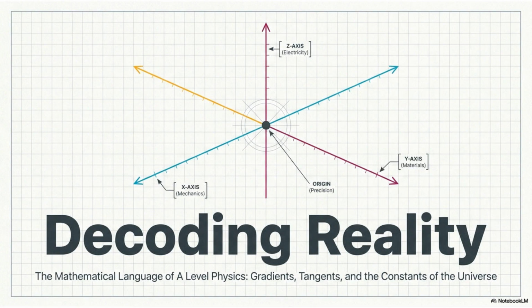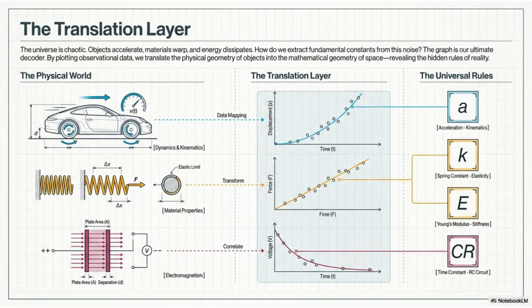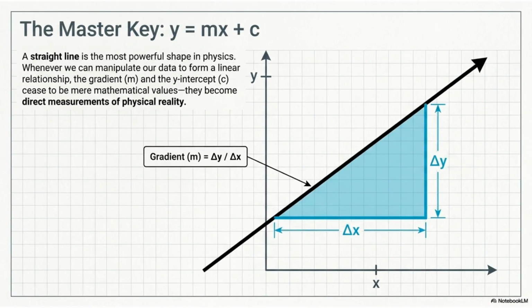This video explores how gradients, tangents, and constants reveal the universe's fundamental rules. By plotting observational data, we translate the physical world into mathematical relationships, revealing quantities like acceleration, spring constant, Young's modulus, and the time constant. The important idea that ties these together is the straight line, y equals mx plus c. When data forms a linear relationship, the gradient m and the y-intercept c become direct measurements of physical reality.